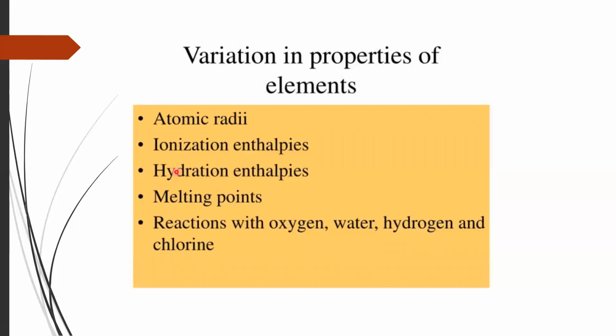Variation in properties of elements. Now, which type of variations and where are we going to check? That is atomic radii. Ionization enthalpy is due to the variation in the atomic radii. What changes are we going to see in the properties? Ionization enthalpy, hydration enthalpy, melting point, and reaction with water, oxygen, hydrogen, and chlorine. Let's see one by one.